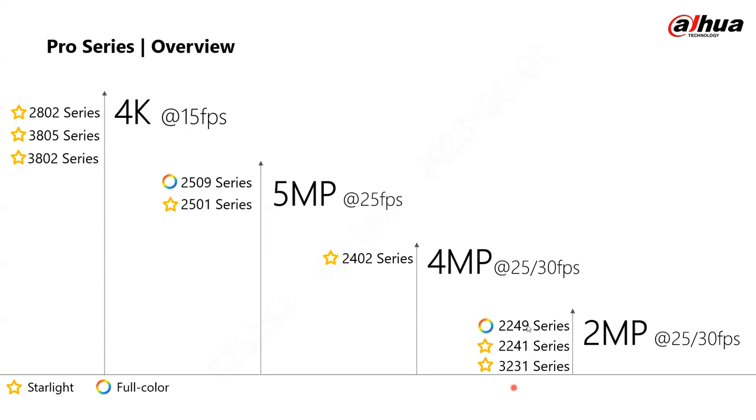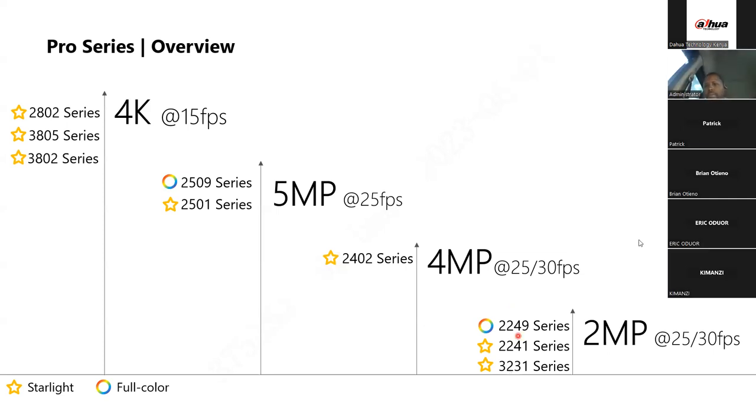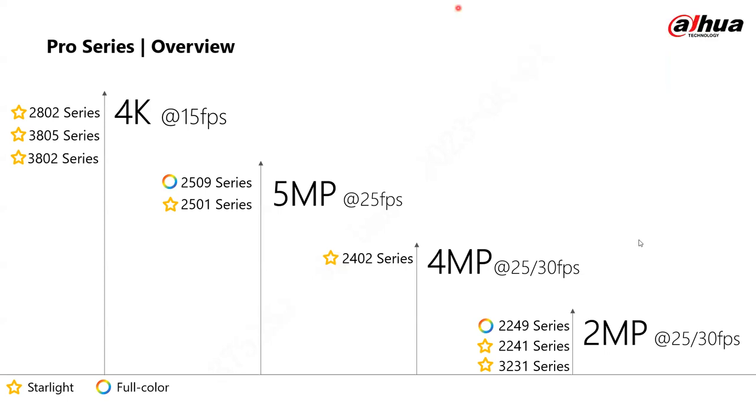So let's take a look at some of the implications of having these models that we have here. We have, for example, the 2249. This is a full color product from the Pro Series, a Pro Series platform, 2 megapixels. This is the fourth generation, and this is what we call the full color function, the 9 at this particular end, the fourth value. This is the full color function for this particular product series.